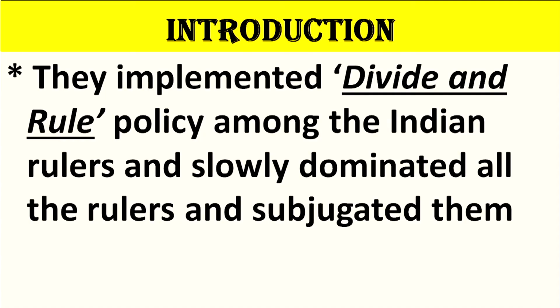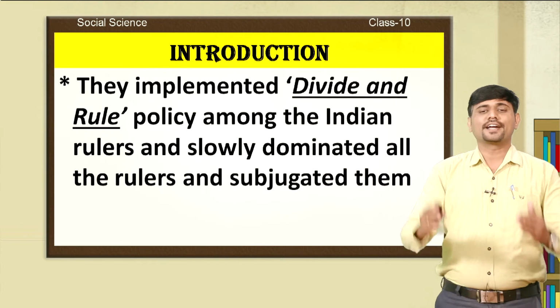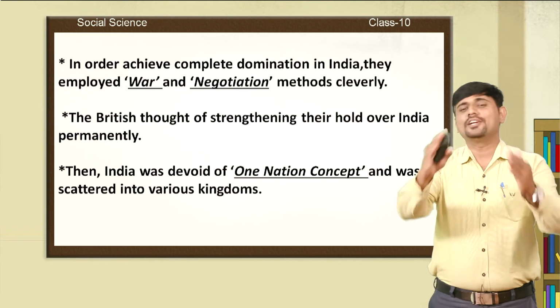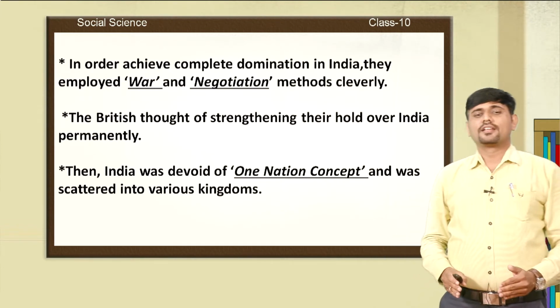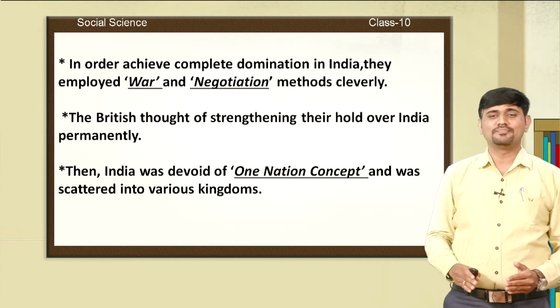The British also implemented the divide and rule policy among the Indian rulers. With that, they slowly dominated all the rulers, subjugated them, and took the Indian native kingdoms under their control. My dear students, in order to achieve complete domination in India, the British employed war and negotiation methods cleverly.